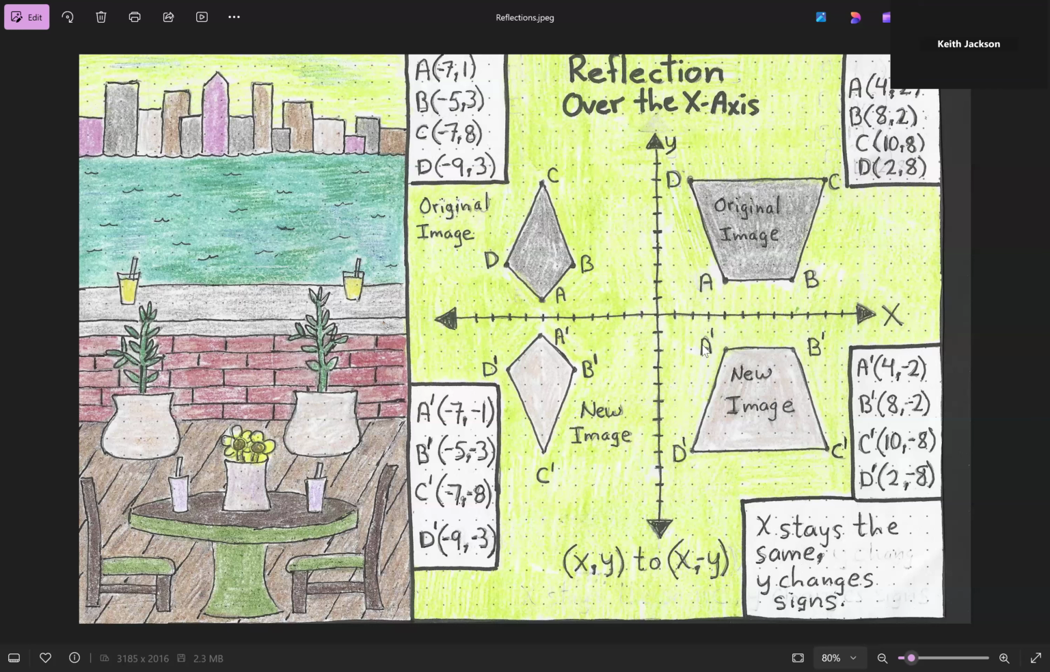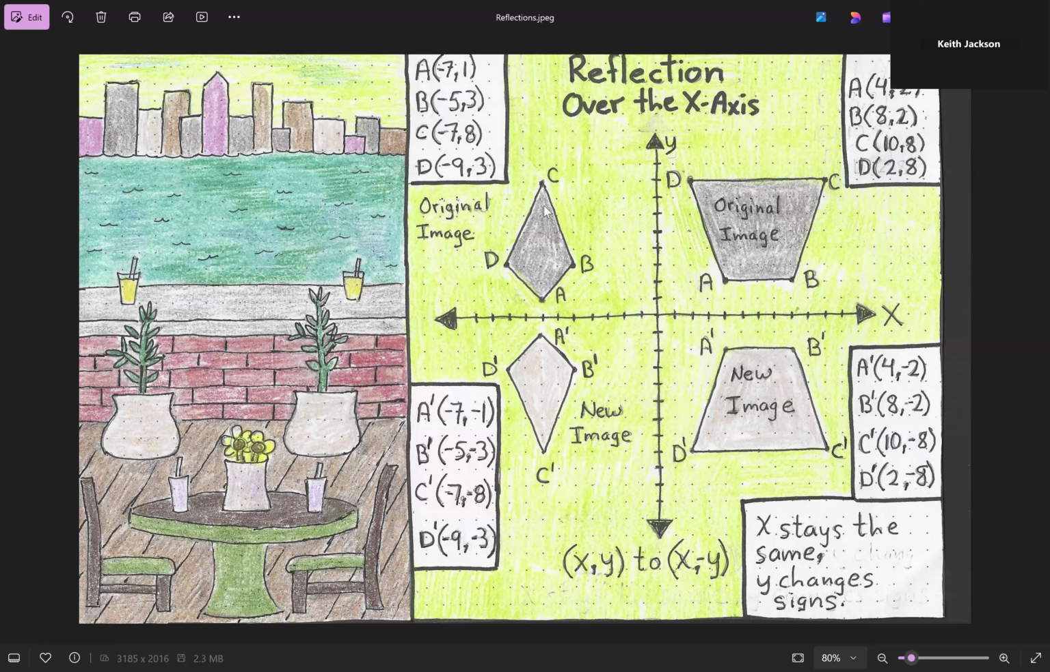And here's how A prime will look. A prime will look like this: (4, -2). B prime will be (8, -2). C prime will be (10, -8), and D prime will be (2, -8). And here's what's happening. We are transforming (x, y) to (x, -y). In other words, x stays the same while y changes its sign. And we're going to see how that is true over here as well.